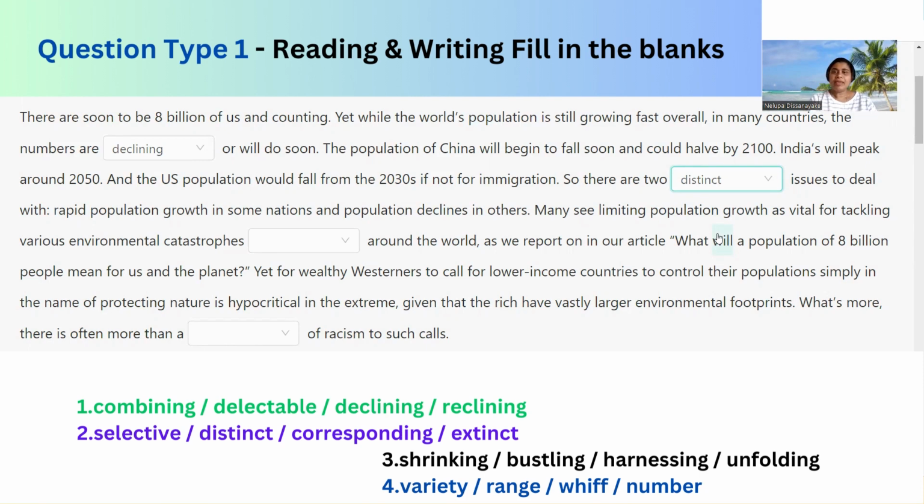So many see limiting population growth as vital for tackling various environmental catastrophes blank around the world.